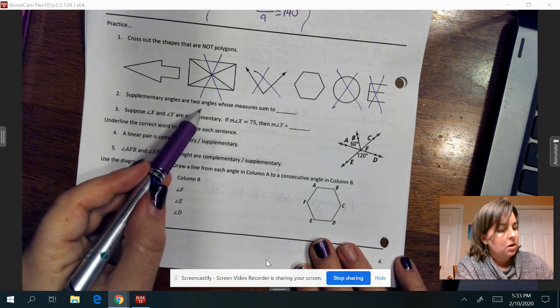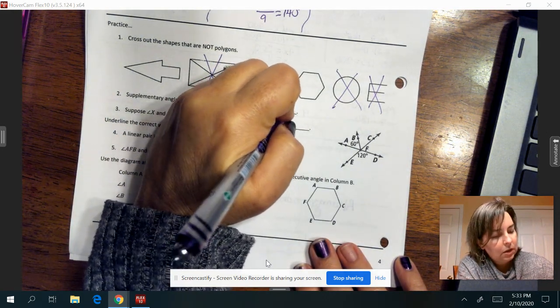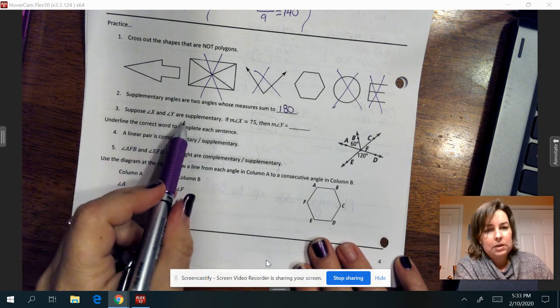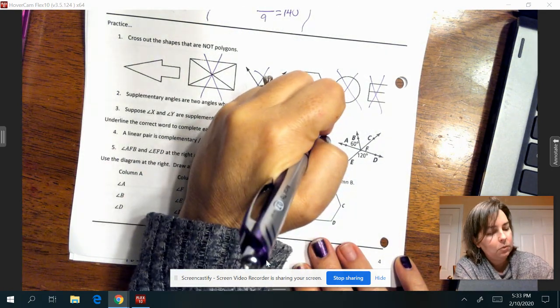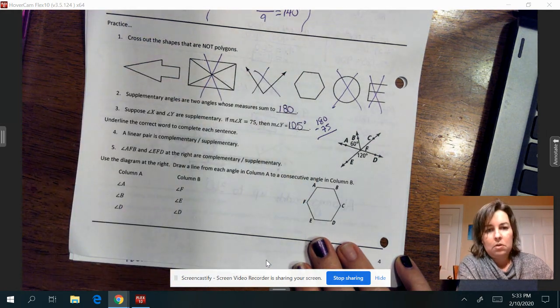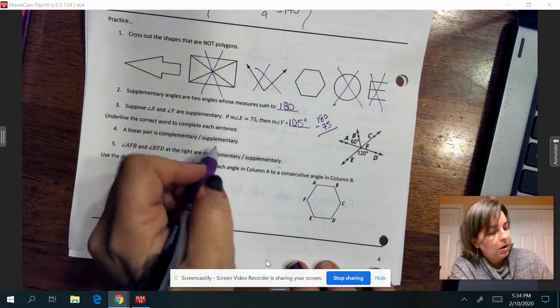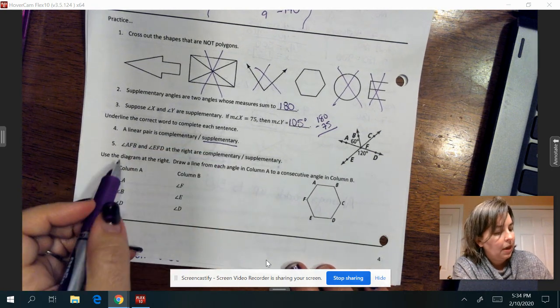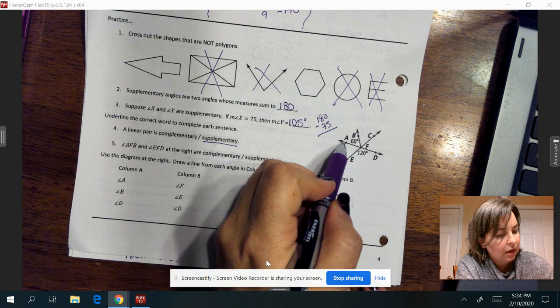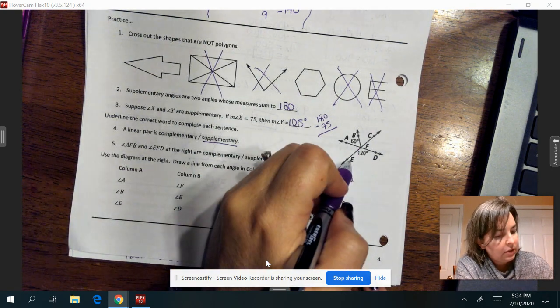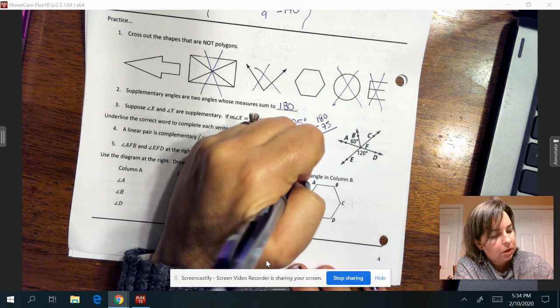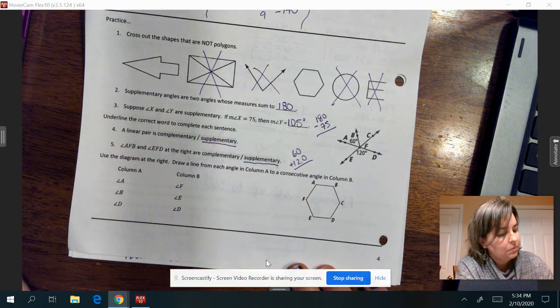Next one, supplementary angles are two angles whose measures sum to 180. Suppose angle X and angle Y are supplementary. If angle X is 75, so to find Y, you do 180 minus 75, which is 105. Underline the correct word. A linear pair is supplementary. We just talked about that. Angle AFB, that's 60, and EFD is 120. So we have 60 plus 120, that's 180, so that's supplementary.